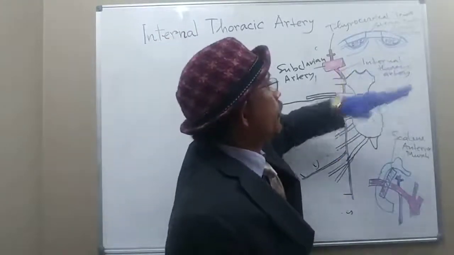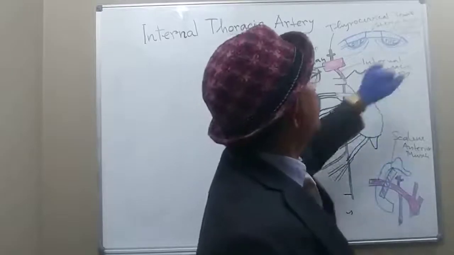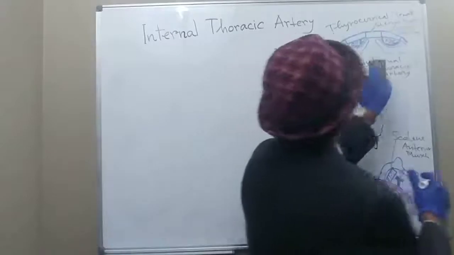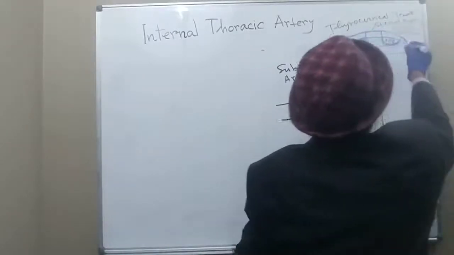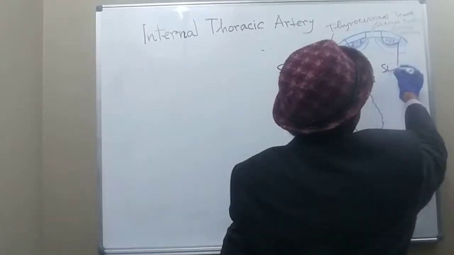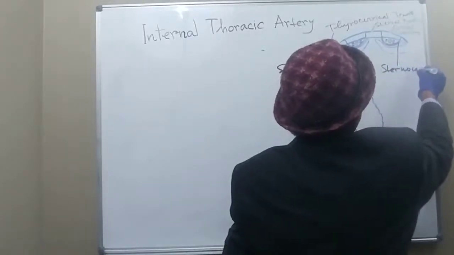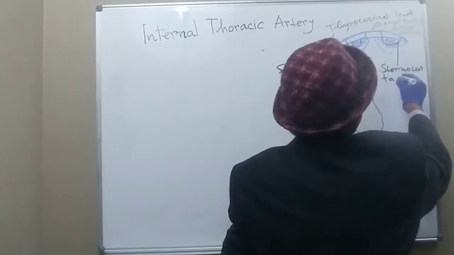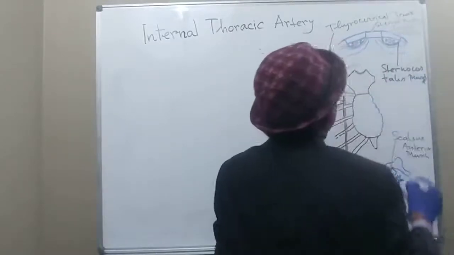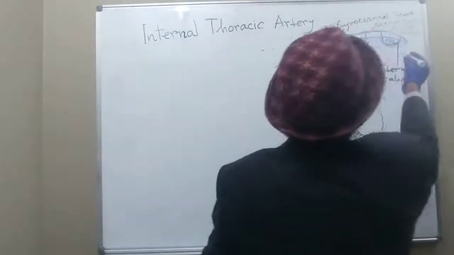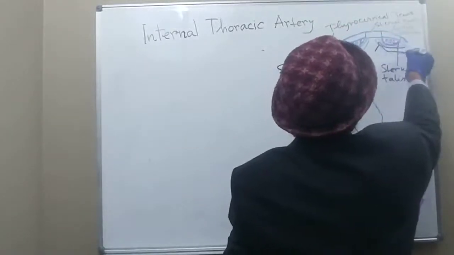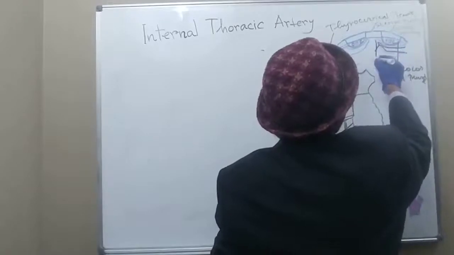This is a section of the thorax. What structure are we looking at? This is the internal thoracic artery with vena comitans. What is this muscle? This is the transversus thoracis muscle, or sternocostalis muscle. And what is this? This is the pleura, containing the lung here.